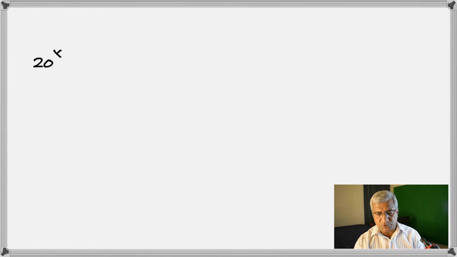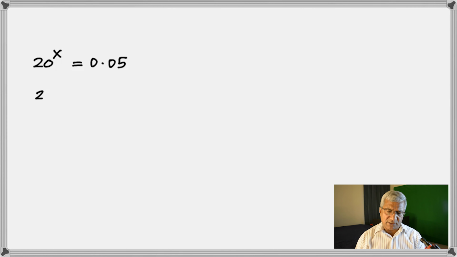So here we have 20 raised to x is 0.05. At the outset, this looks a little tough, but not really. Remember, our idea is to have the same base so that we can set the powers equal to each other. So 20 raised to x is 5 by 100. So 0.05 is 5 by 100, right?